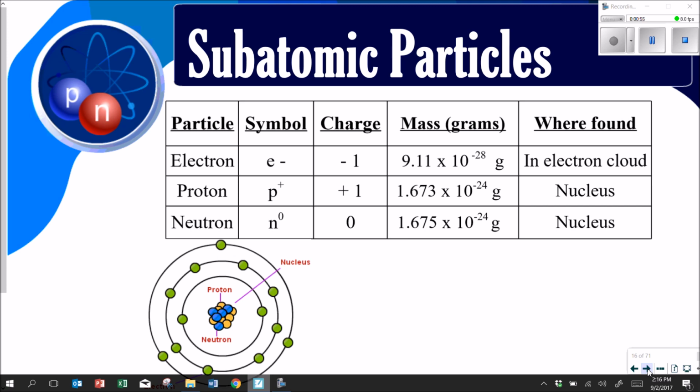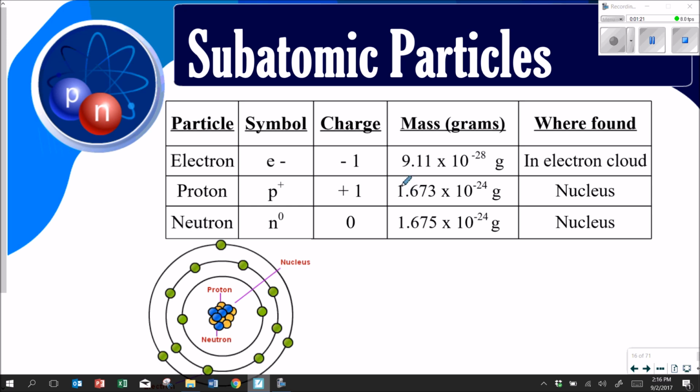An electron could be here, here, here, here, or anywhere in that region. This table summarizes the properties of the three subatomic particles. The electron has a symbol e with a negative sign. The proton has a symbol p with a positive sign, and the neutron is n with a 0, indicating that it is neutral and has no charge.